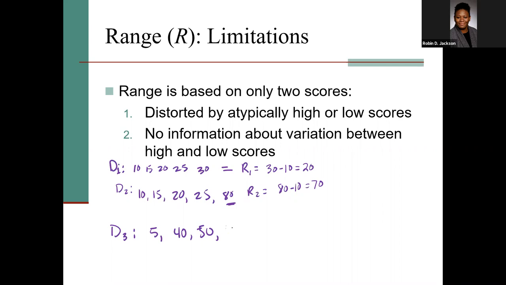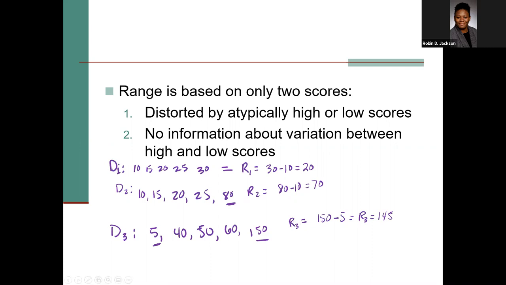50, 60 is the next number. And then 150. All right, so let's get the range for that. Range 3 is going to be equal to 150 minus 5. So now we have a range equal to 145. But that's not really accurate. As you can see, this really low score and this really high score, based on how we get range, give us misleading and exaggerated information.